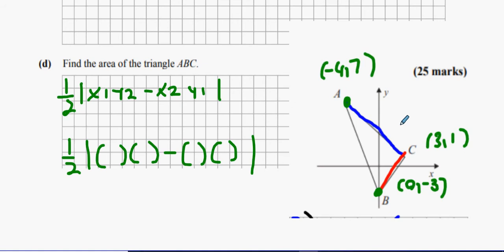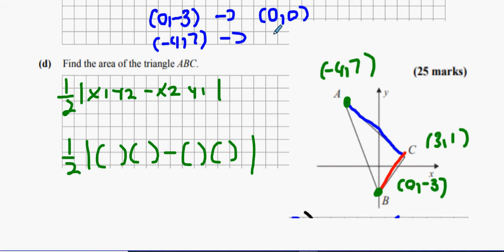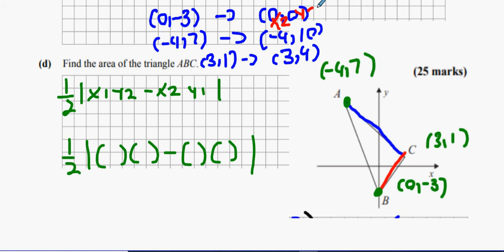Now there is a rule. One of the points has to be at 0, 0. Which one's the closest to 0, 0? B. How'd you move B up to 0, 0? So what you do, you add 3 to the y value. So what happens to minus 4, 7 then? And finally, what will happen to 3, 1? Now you're down to 2 points, aren't you? You're down to minus 4, 10, and you're down to 3, 4.